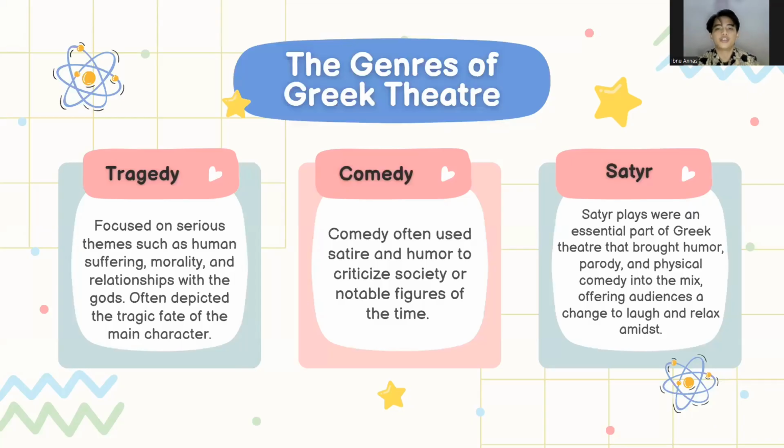Next, these are the genres of Greek theater. There are three genres: tragedy, comedy, and satire. For the first, tragedy focuses on serious themes such as human suffering, morality, and relationships with the gods, like fate, justice, and morality. Tragedies often depicted the downfall of a great hero, usually due to a flaw or an error in judgment.